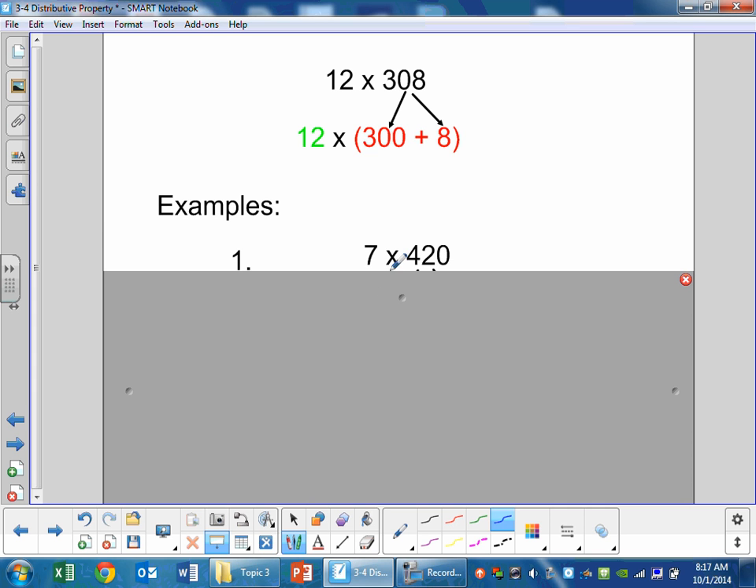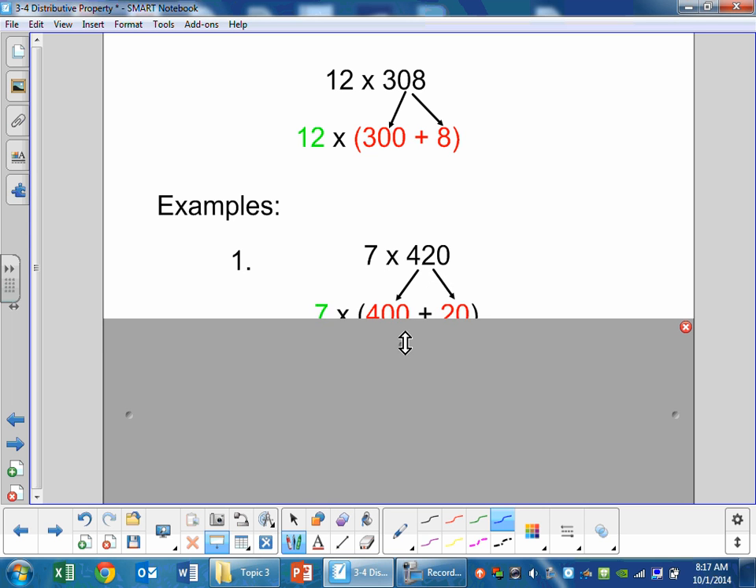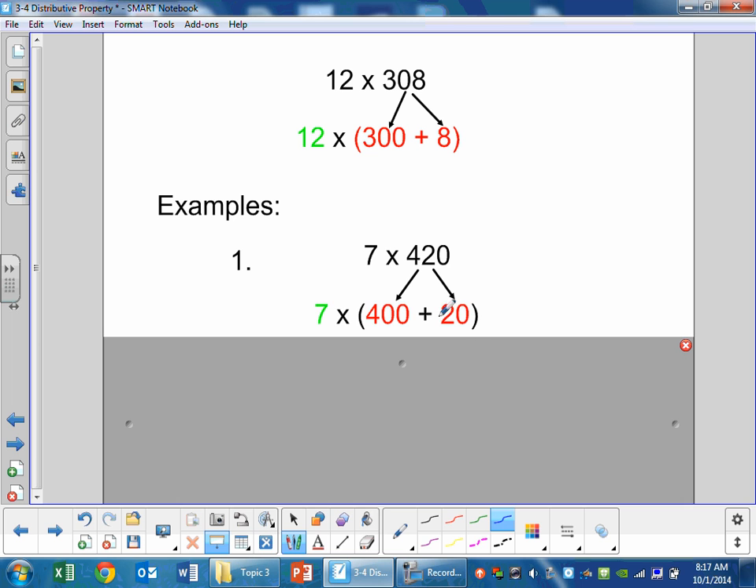The first one is 7 times 420. I want you to write that down in your notebook. Okay? Obviously, we're going to leave the 7 alone, but we're going to take 420 and break it down into two numbers that are easier to work with. Can you predict what numbers those would be? If you said 400 and 20, you would be right. So we're going to have a number, and we're going to distribute it out to this 400, and we're going to distribute it out to this 20.